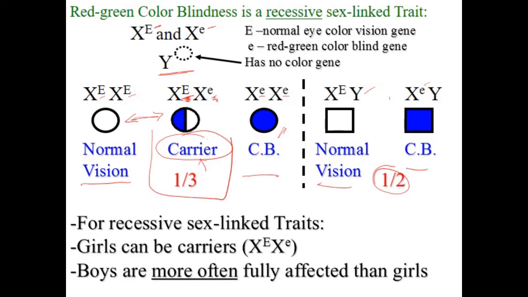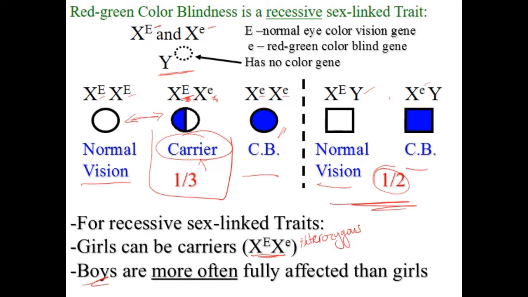So in recessive sex-linked traits, two traits show up, especially in the pedigree diagrams. The girls can be carriers, the heterozygous ones, whereas no boys can be carriers. It's impossible for a male to be a carrier for red-green color blindness.